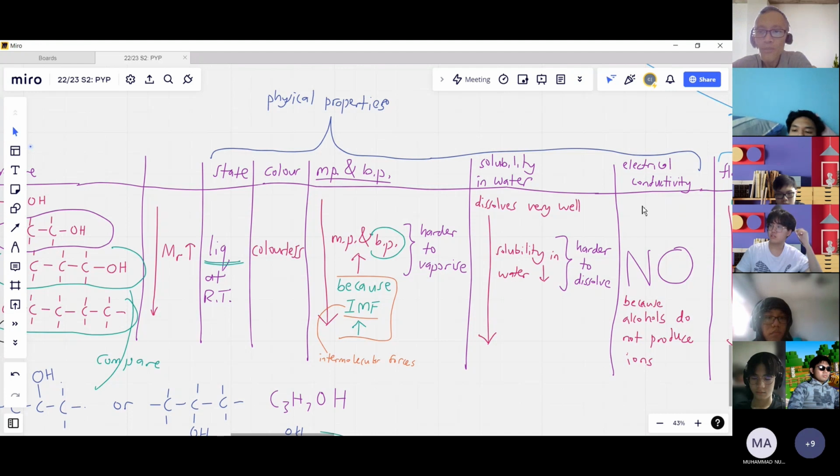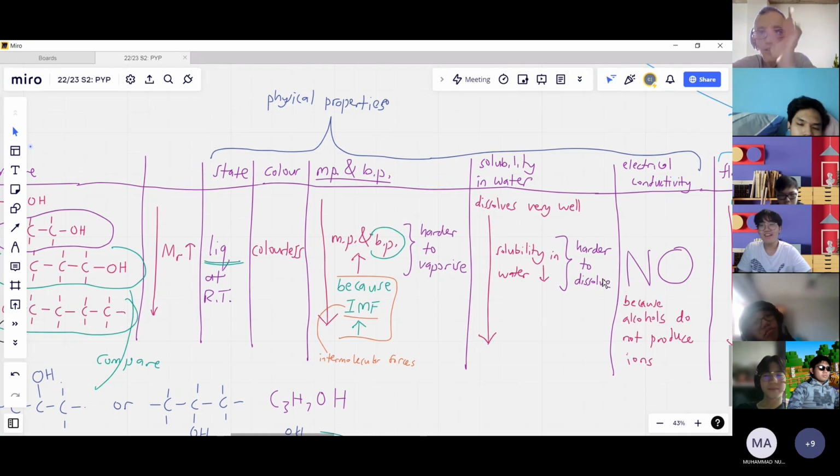So this is another physical property as well. Electrical conductivity. All of them cannot conduct electricity. So Jay, if I spill alcohol on the floor, then got one wire there, can I get electrocuted or not? Hey, but guys, this is only with reference to pure alcohol. But the alcohol you spill, is it pure or not? Or is it mixed with water? Oh, confirm mixed one lah.